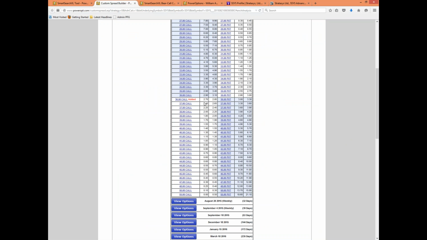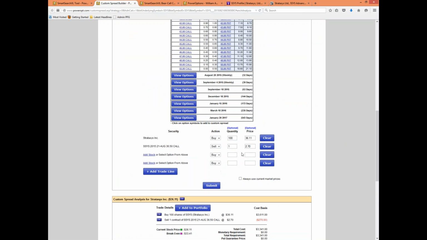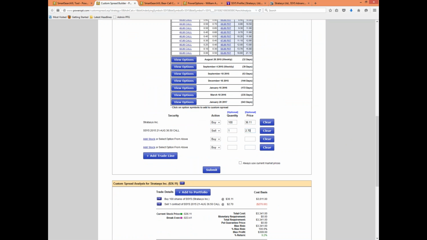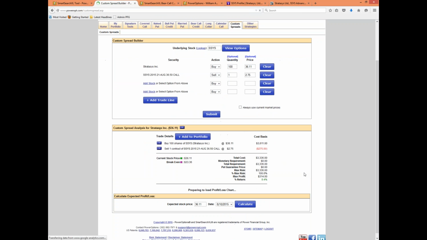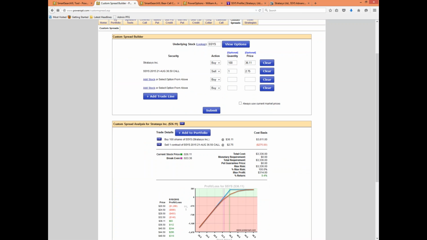Probably could only get 275. I doubt we'd get 280, and I doubt our broker would sell it for 277.50. They might, but let's go ahead and do this at 275. We can get a little bit more of the 15-cent bid-ask spread. Let's see how that goes for us. And that only puts us to 9.4, but still a little bit better premium.